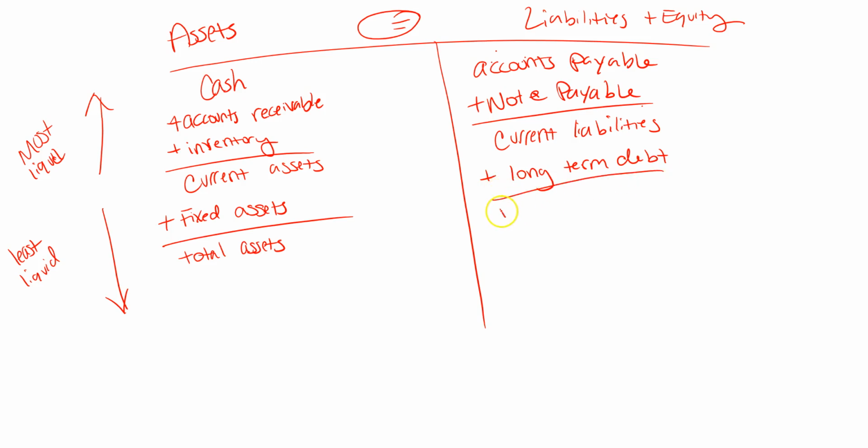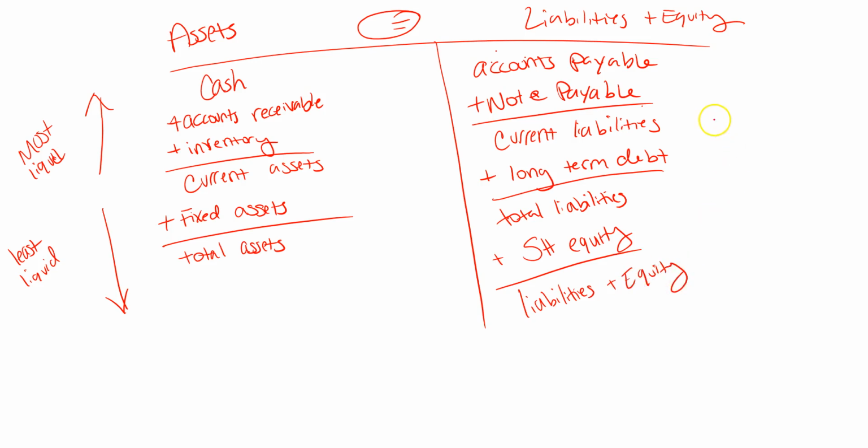This gives us our total liabilities. To that, we add our shareholder equity to get total liabilities plus equity. And remember, the two sides have to balance. So this was our short term, and this is our long term.